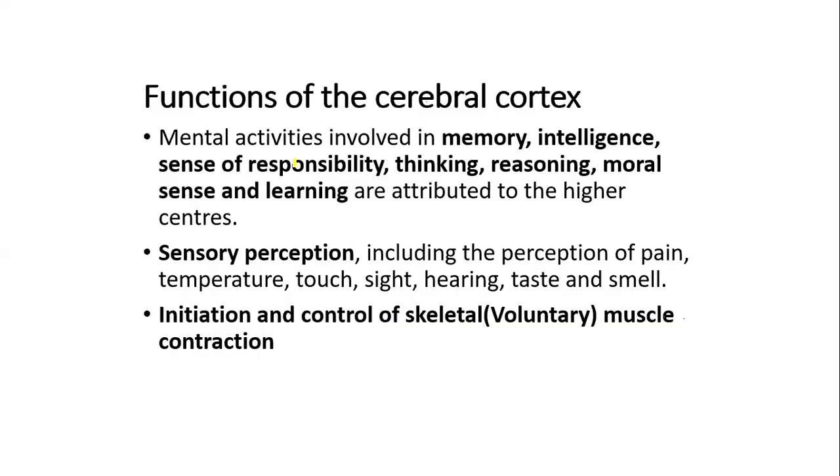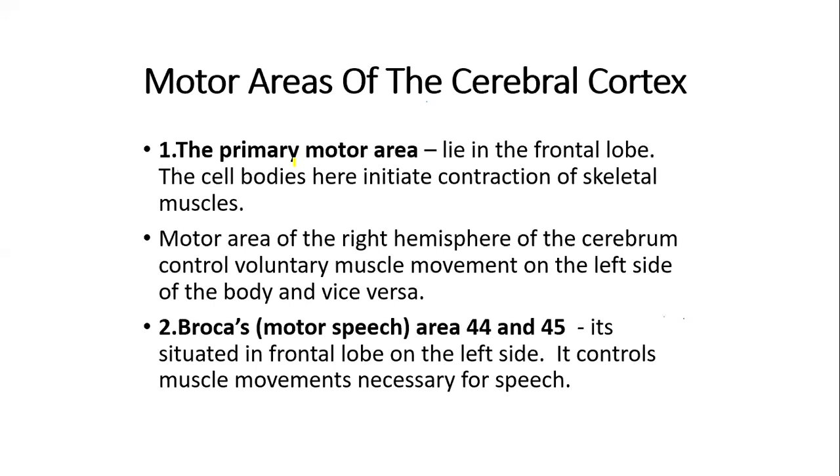So the functions of the cerebral cortex include mental activities involving memory, cognition, intelligence, sense of responsibility, thinking, reasoning, moral sense, and learning, which are attributed to higher centers. Sensory perception, including the perception of pain, temperature, touch, sight, hearing, taste, and smell. Initiation and control of skeletal, voluntary muscle contraction. So, motor areas of the cerebral cortex.